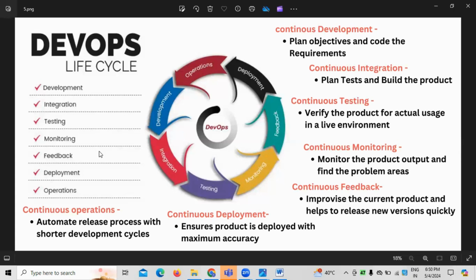It's a life cycle. What kind of life cycle? This life cycle has different stages. You can see over here, that's what I'm showing you. There are different stages. The first one is called continuous development. I'll explain the points first, then I'll explain the detailed part. The first is development, second is integration, third is testing, fourth is monitoring, then feedback, deployment, and operations. This is the structure.